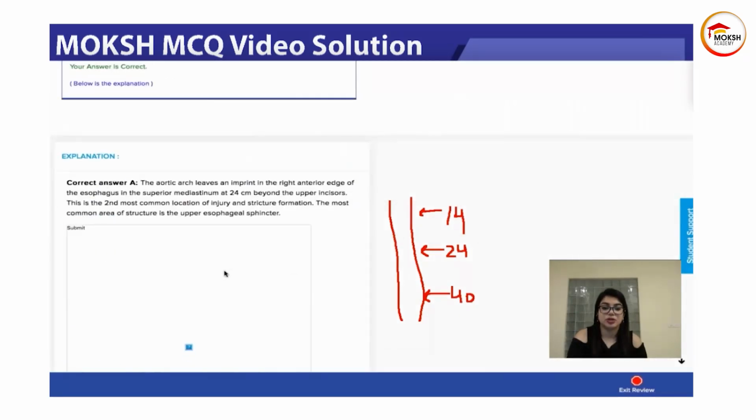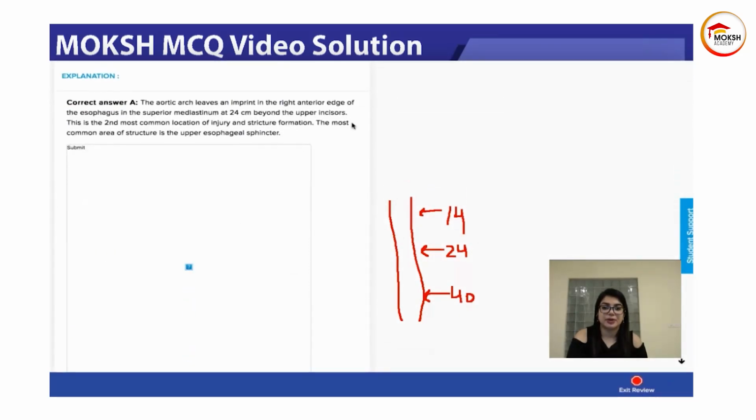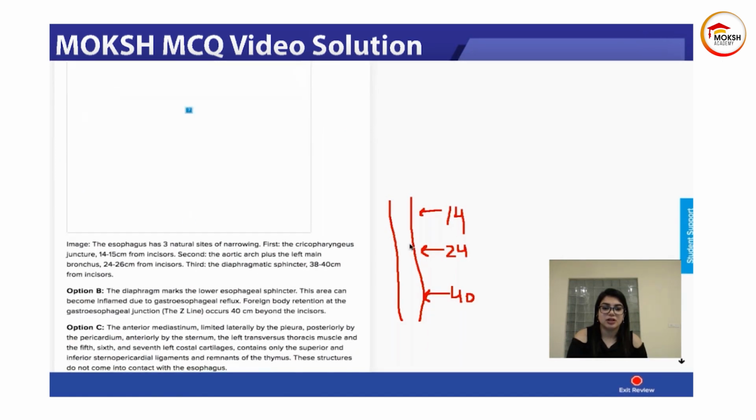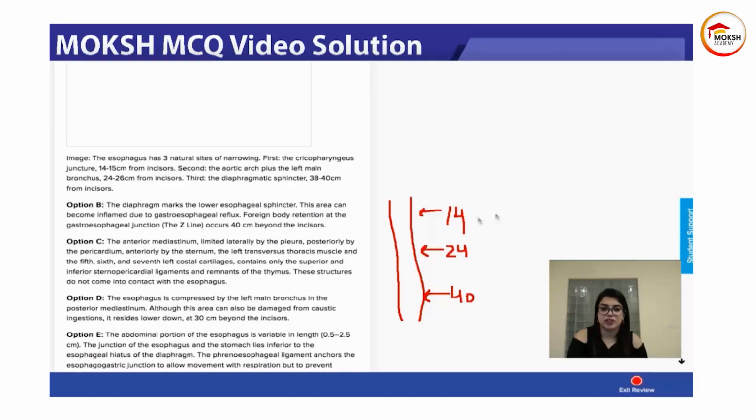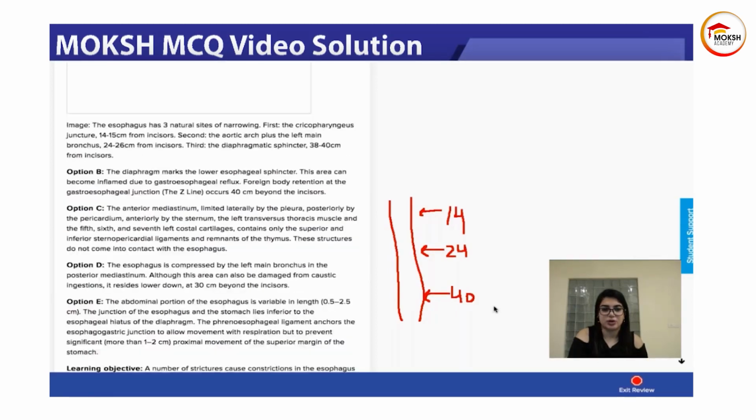So just know the aortic arch, at 24, is the second most common. You have three natural sites of constriction. One is the cricopharyngeus, that is at 14 centimeter from the incisor. Then at 24, you have the arch of aorta, and then at 38 to 40 centimeter, you have the diaphragmatic hiatus. That's all you have to remember.